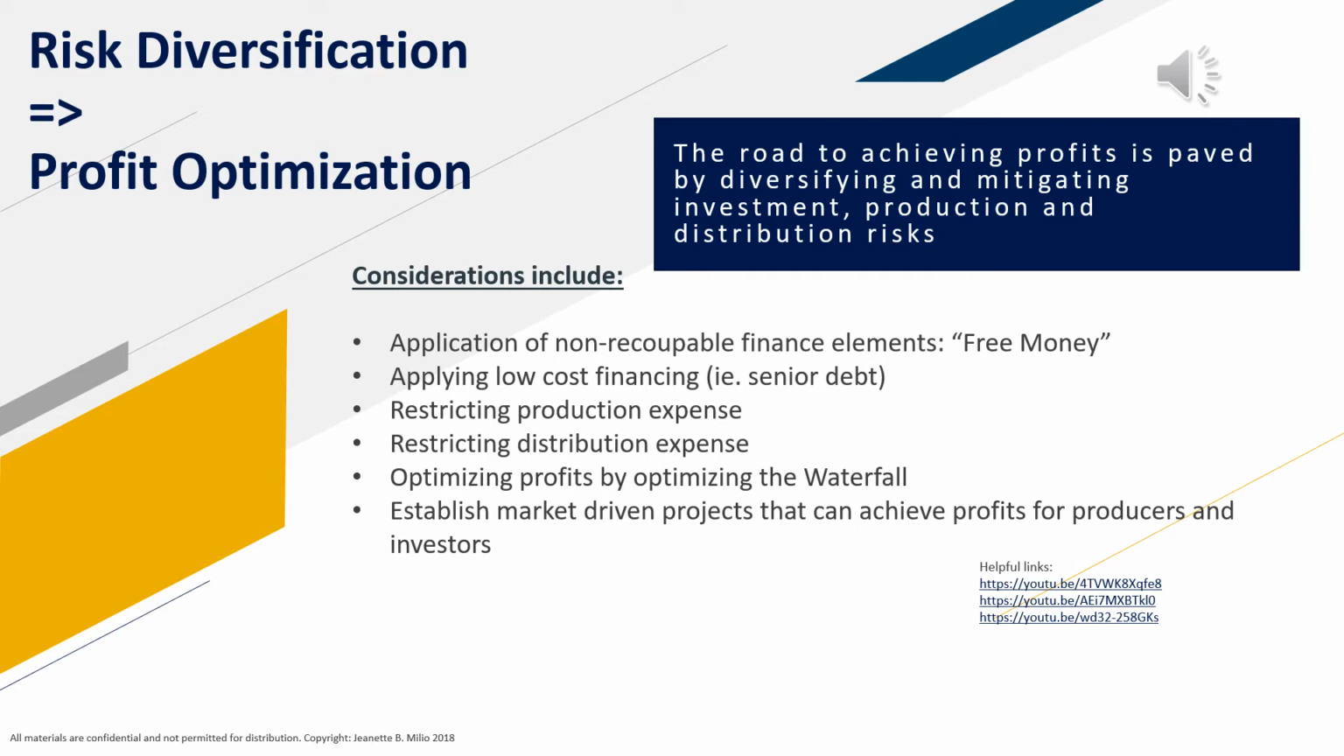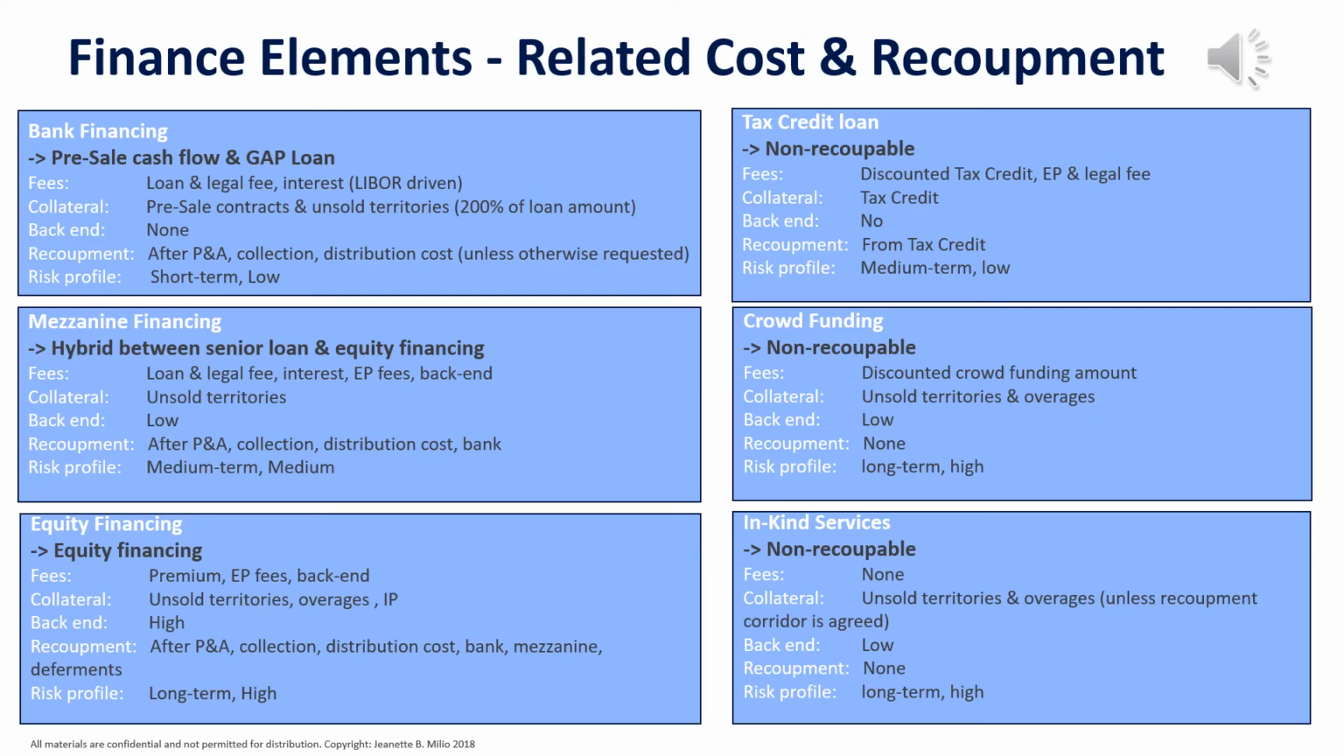We are optimizing the waterfall by making sure that everyone has a very strict position and that they are adhering to that position. And we're going to make sure that we establish a project that can achieve profits in the first place, and not something where we haven't verified that a certain market demand is applicable. Every finance element, as I mentioned before, has a cost associated to it. So let's look at each of them and then we can understand what the cost is and what their risk profile is, their risk level is.